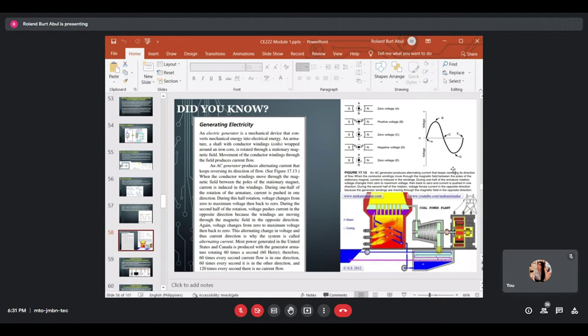When the conductor windings move through the magnetic field between the poles of the stationary magnet, current is induced in the windings.